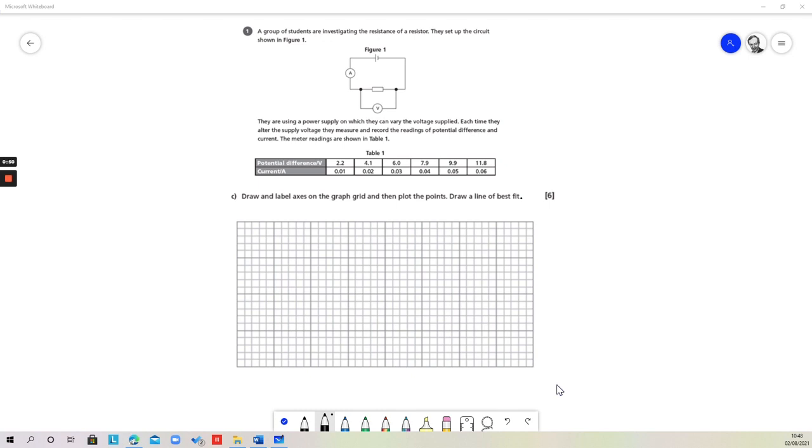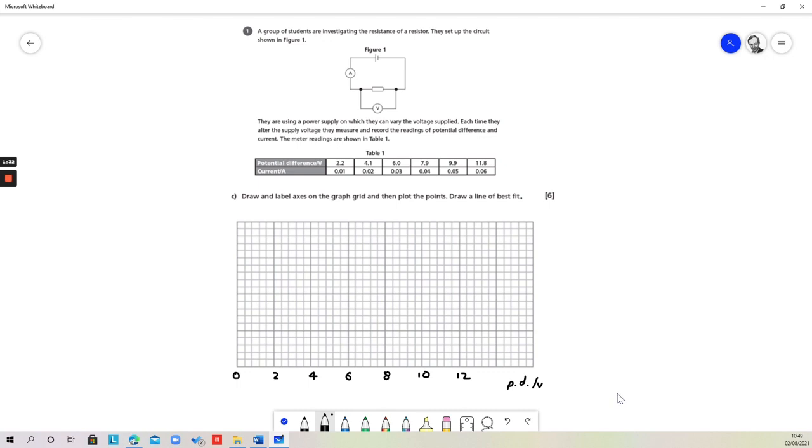The scale that I'm going to use for this is to have 2 volts for one large square. So we'll put 0 at that point there, and we'll put 2, then 4, 6, 8, 10, 12 there, and that will cover the full range of values because we need to be going up to 11.8. We also need a label on the axis here, so it's potential difference, and if we indicate that that's voltage, then that saves us from having to put a V next to each of those values.